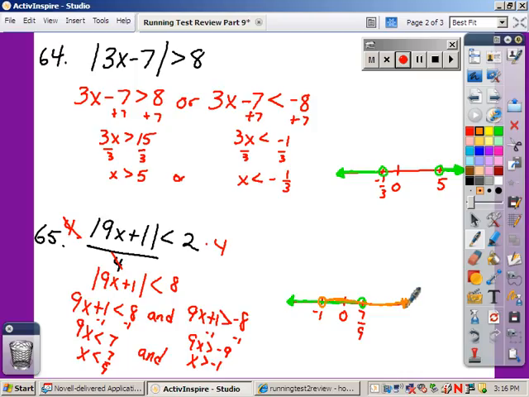Now what I actually want, because of the "and" being a conjunction, I'm looking for overlapping shading. So what I really want is where it's both orange and green in this case, which is in between the two numbers. So I would highlight it like this, and these are open circles because they're not colored in by both numbers. So the actual area that I want is just between negative 1 and 7 over 9, not including either of those numbers. And this problem is done.